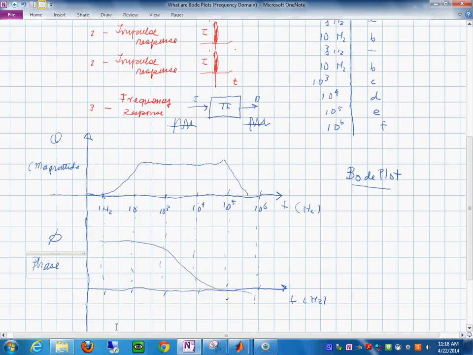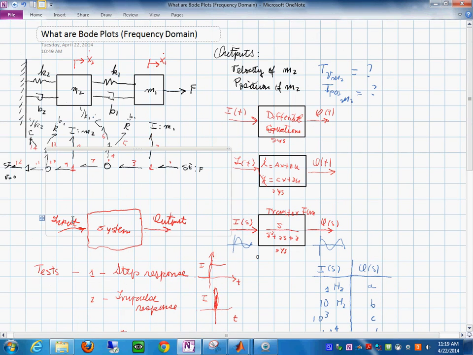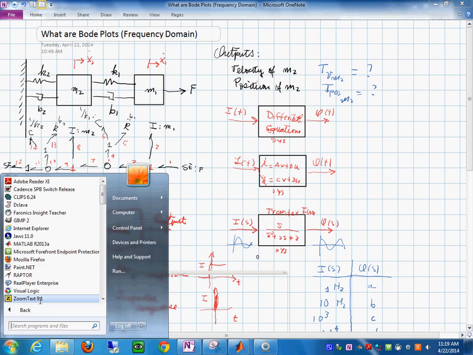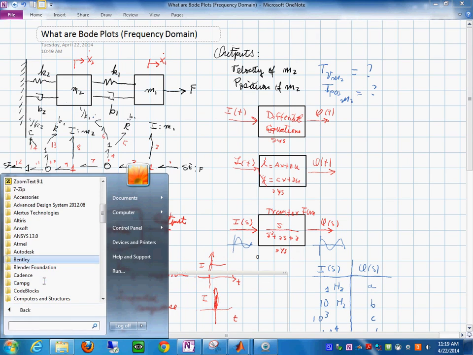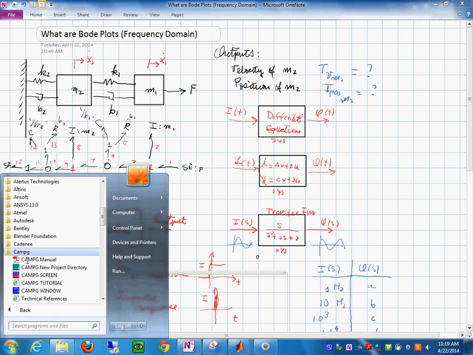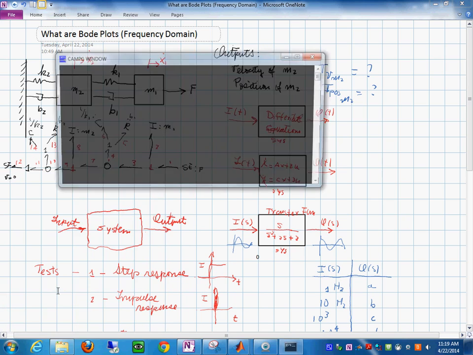plots. Okay, so what I would suggest is that the very first thing we do is to put this into the CAMG software, and we will do the simulation using the time domain, and we will also use the frequency domain. So why don't we go ahead and go into CAMG over here, and then we will put that in there. There we go.